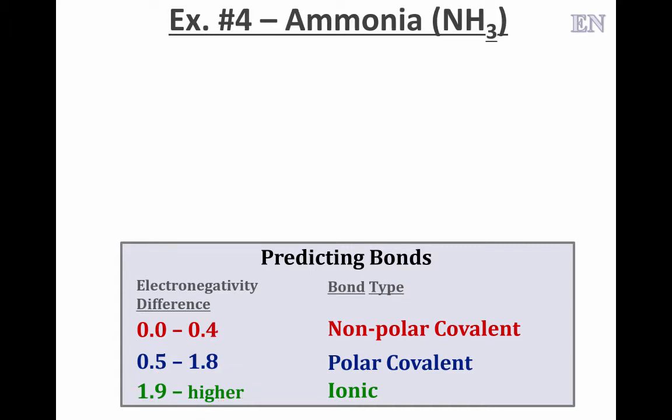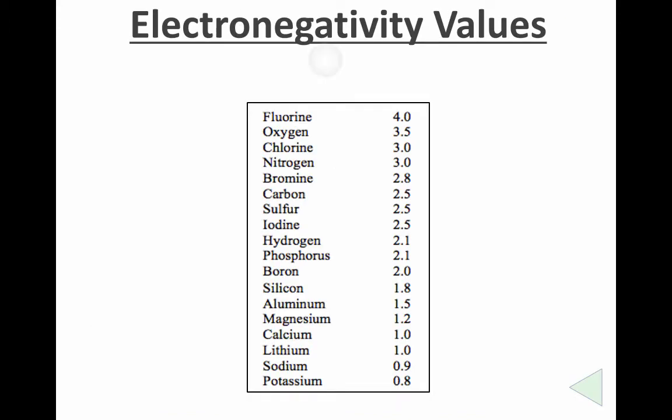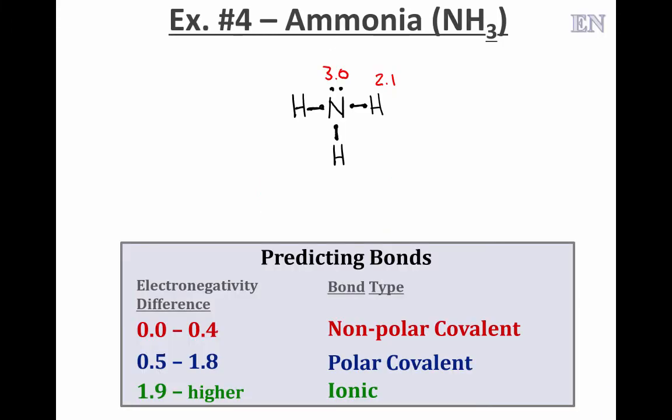So let's look at one more example and we'll see if we can predict the bonding going on here. I've got 1 nitrogen atom with 5 valence electrons, and I've got 3 hydrogen atoms, each with 1 valence electron. So we would consider each of these as a separate bond, but as you can see, they're all going to have the same difference in electronegativities. Let's look that up. Nitrogen's electronegativity is 3.0, hydrogen's electronegativity is 2.1. The difference between these two numbers is 0.9, telling us that this kind of bond would be a polar covalent bond.